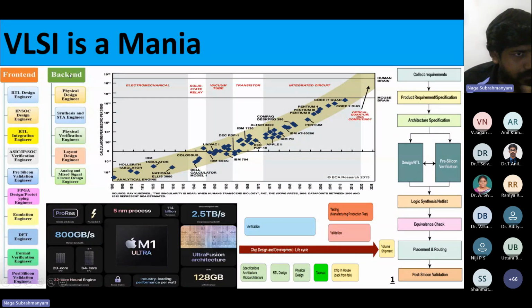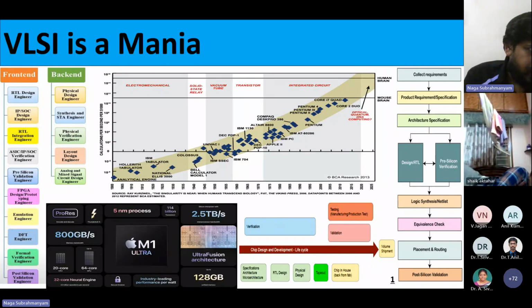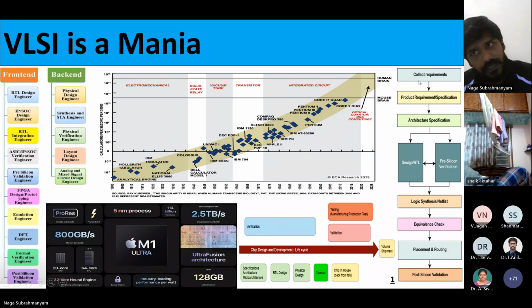There is another domain, which is the backend domain, which mostly depends on physical things. This front end mostly depends on simulation or tools. A few domains are tool based. If you see here, it will start at the architecture level initially. Later it will come to the design level. After that it will come to the verification level.